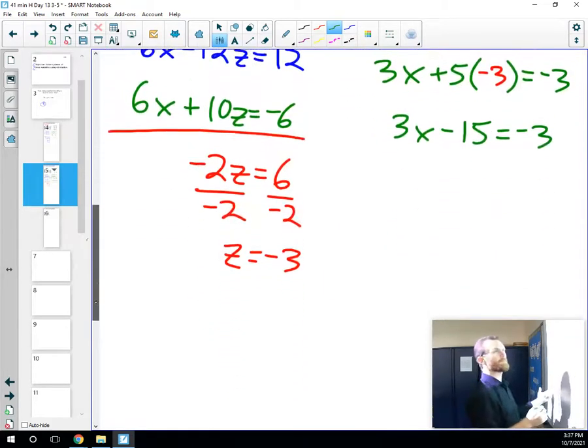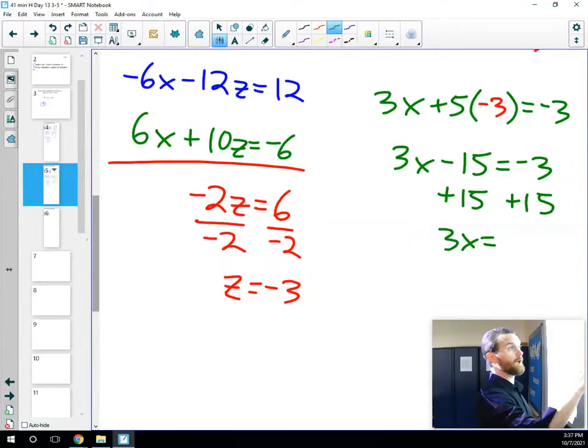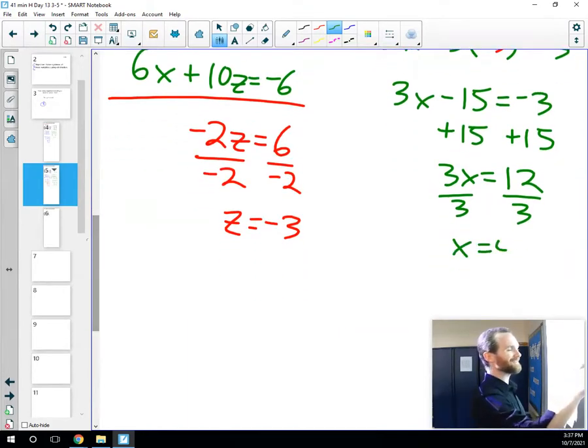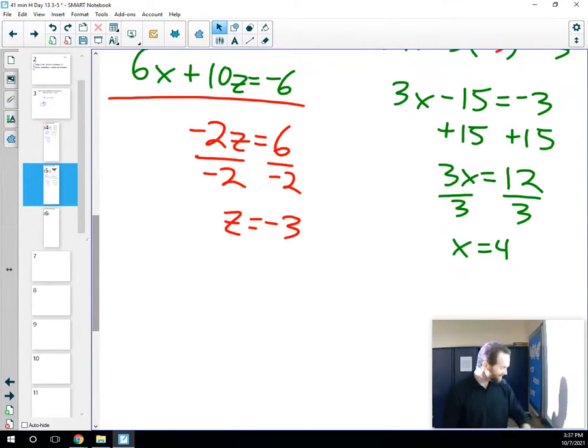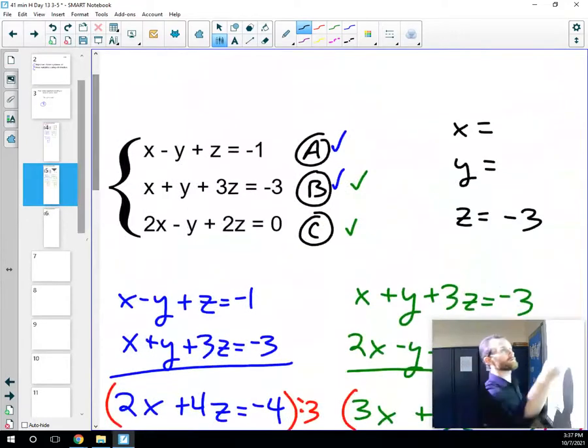Add 15 to both sides. It's just a two-step equation at this point. We get 3x equals 12. Divide by 3, and we get x equals 4. All right. Now we can take that, bring it on up to our answer line, x equals 4.